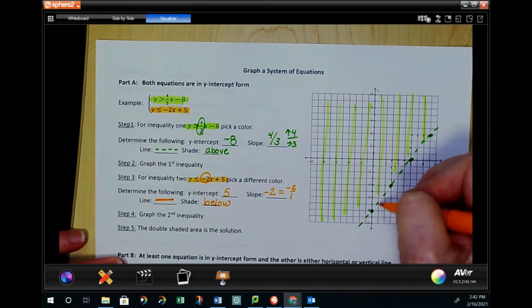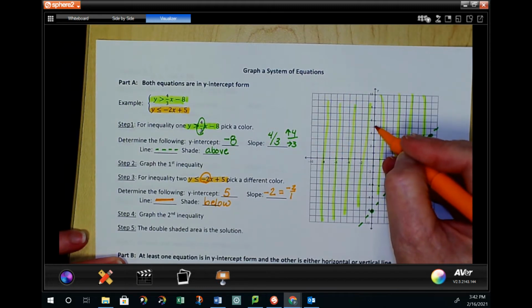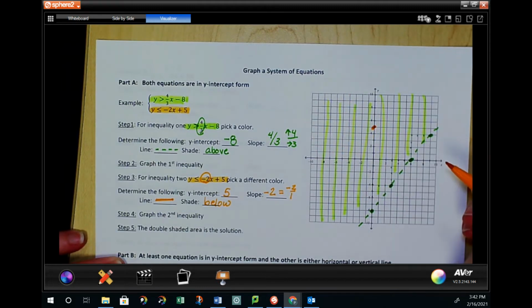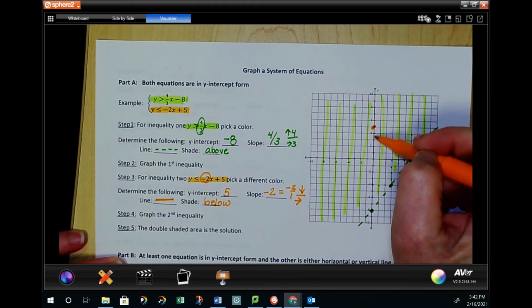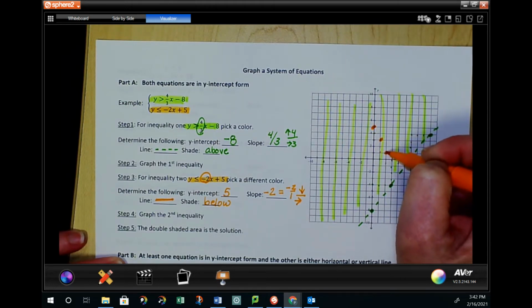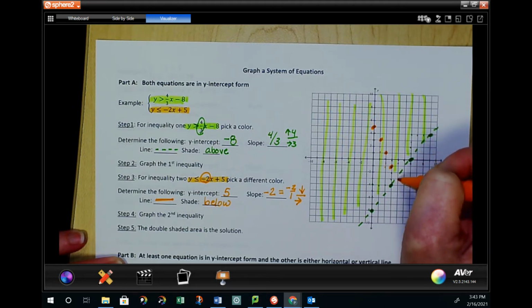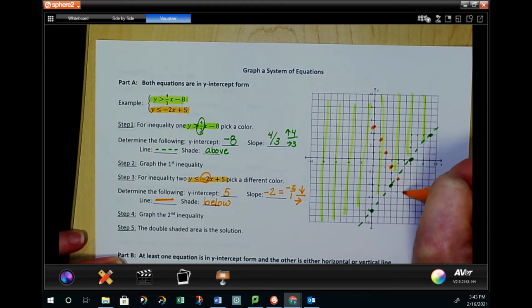So I'm going to be on my y-axis. I'm going to graph that point at 5, because that's my y-intercept. And it's -2, so I'm going to go down 2 and to the right 1. So 1, 2, and to the right 1. 1, 2, and to the right 1. And I'm just going to follow this pattern. Down 2 to the right 1. Down 2 to the right 1. And I'm just going to keep following that pattern until I get to the end of my graph.